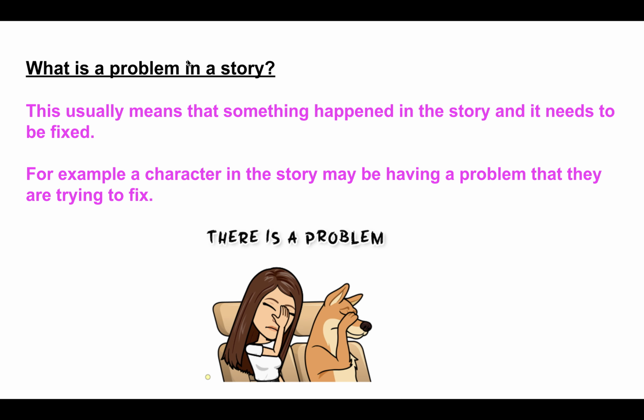What is a problem in a story? This usually means that something happened in the story and it needs to be fixed. For example, a character might be missing something, or something bad might have happened, and they want to try to fix it, which is what this says right here. For example, a character in the story may be having a problem that they are trying to fix.